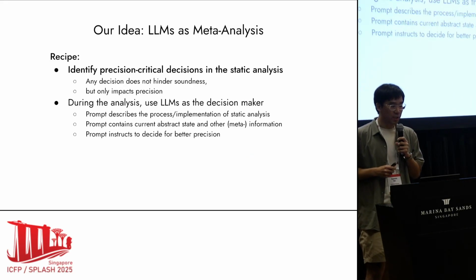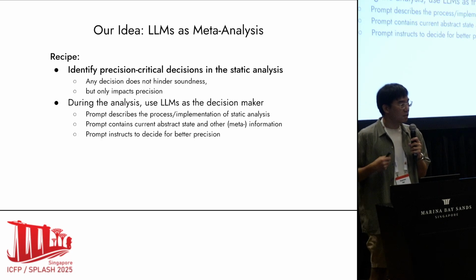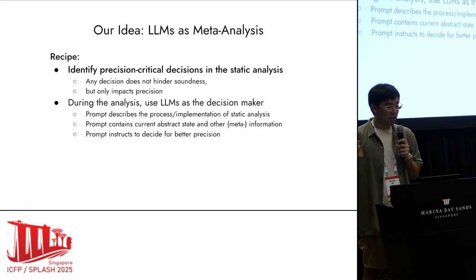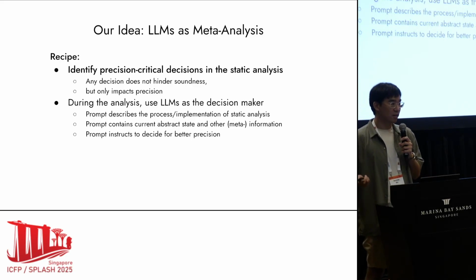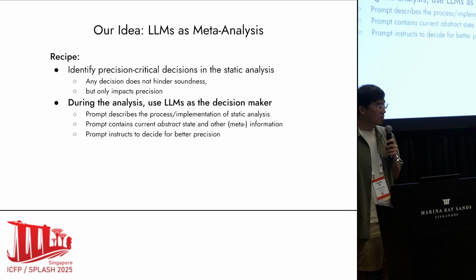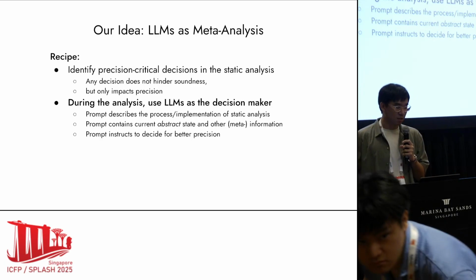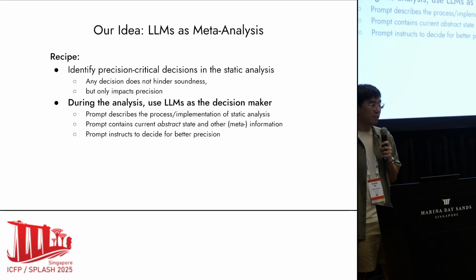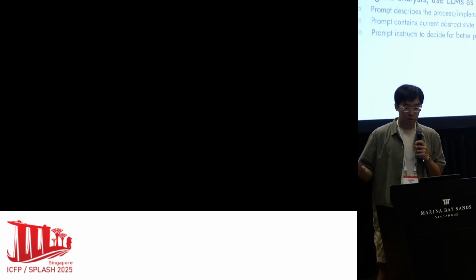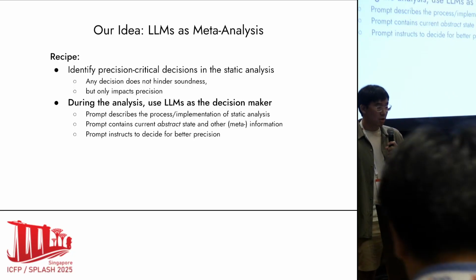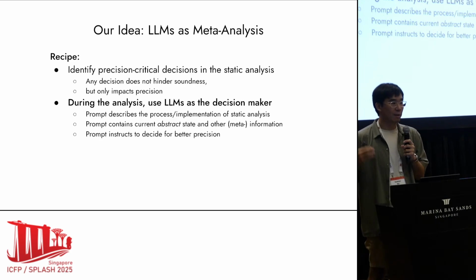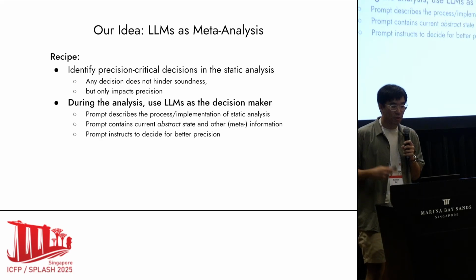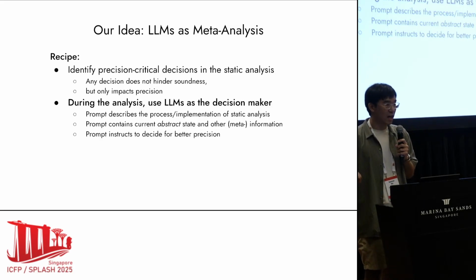So here's a general recipe. The first step is to identify those precision-critical decisions in the static analysis. They should not hinder soundness, but they have a huge impact on precision. The second step is, during the analysis, we use the language model as the decision maker. When prompting the language model, we should describe the process and the implementation of the static analysis. The prompt should also contain the current abstract state, which contains, for example, the abstract environment, abstract heap, and other meta information of the analysis. Finally, the prompt should instruct the language model to decide for better precision.